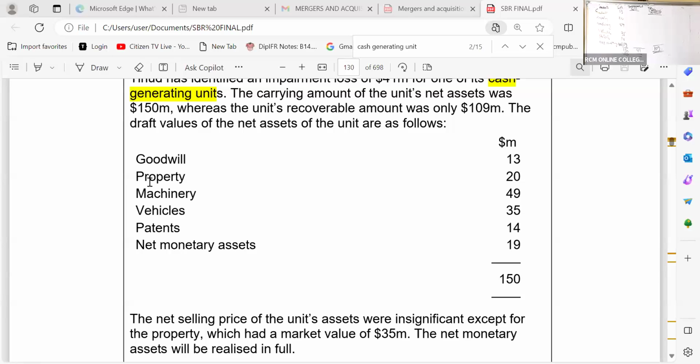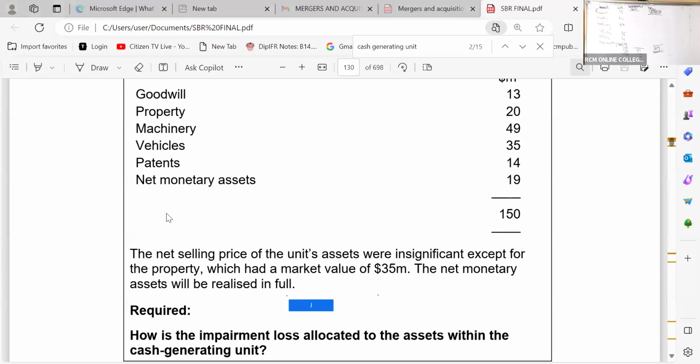Now, ladies and gentlemen, normally what I'll do to be able to distribute that 41 very nicely, there are assets that have not been impaired at all. So if they have not been impaired at all, then I should be able to write 0 in the column of impairment loss. Is there any student who is able to identify those assets that have not been impaired at all from this statement?